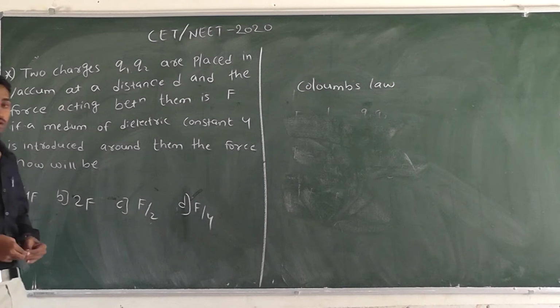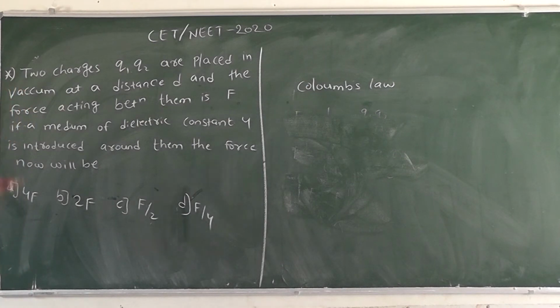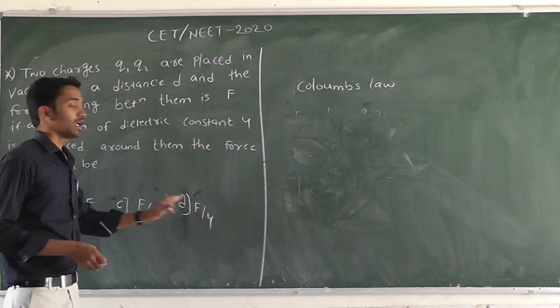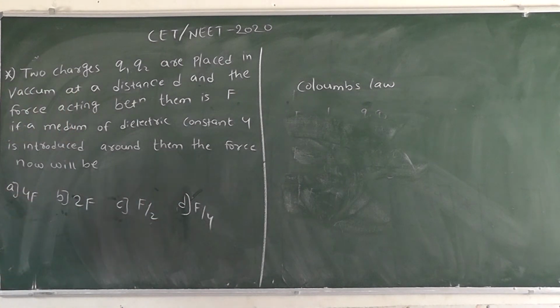Okay. The next question is related to electric charges and field. Two charges Q1 and Q2 are placed in a vacuum at a distance d and the force acting between them is F. If a medium of dielectric constant 4 is introduced around them, the force now will be: option A 4F, option B 2F, option C F by 2, option D F by 4. So this question is related to Coulomb's law.